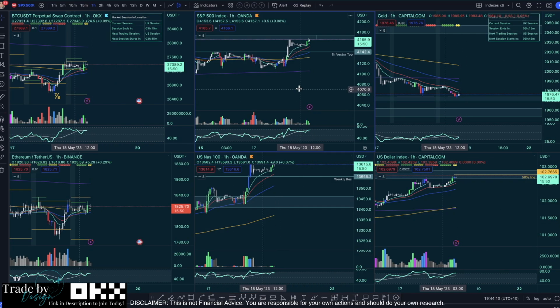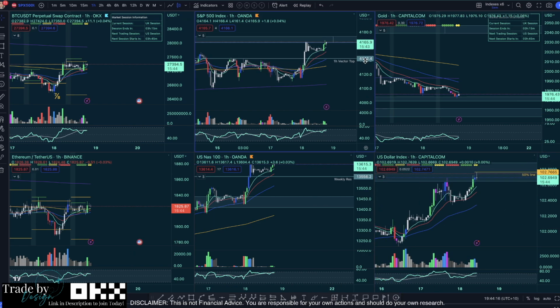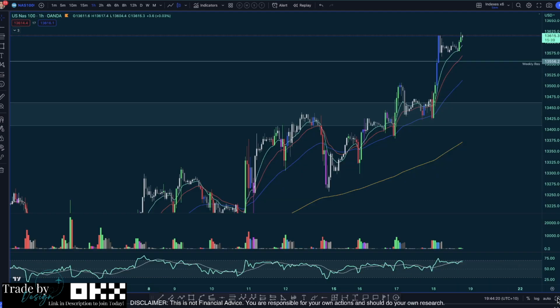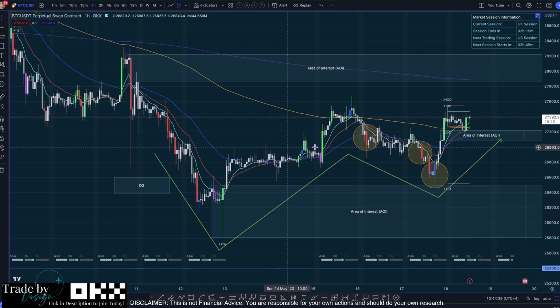So now that we know what everything else is doing, DXY's in a spot where we want to see it reject. S&P is in a spot where it looks like it might break through or attempt to break through to the upside. That means we can now go get a closer look at Bitcoin and what is going on there.